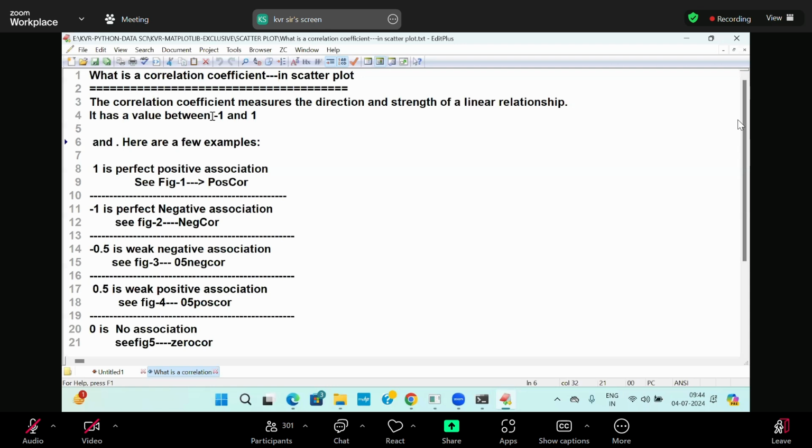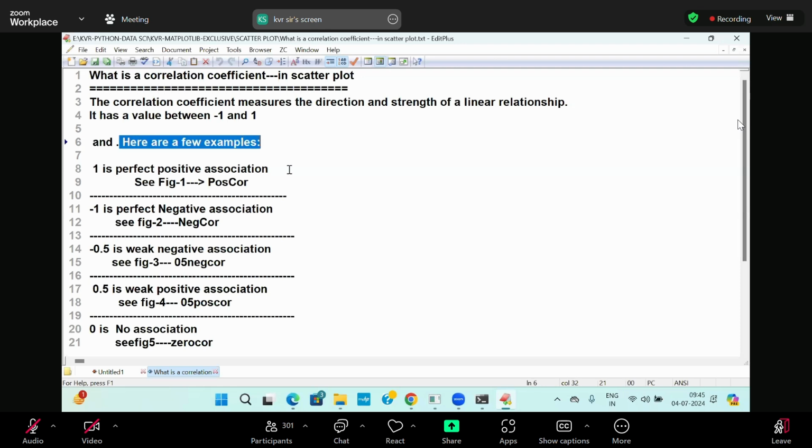It has a value between minus 1 and 1. 1 means what? X-axis is growing, Y-axis also growing. The more you read, the more knowledge will come. It is called positive. The less you read, the more the subject knowledge comes down. That is called negative.